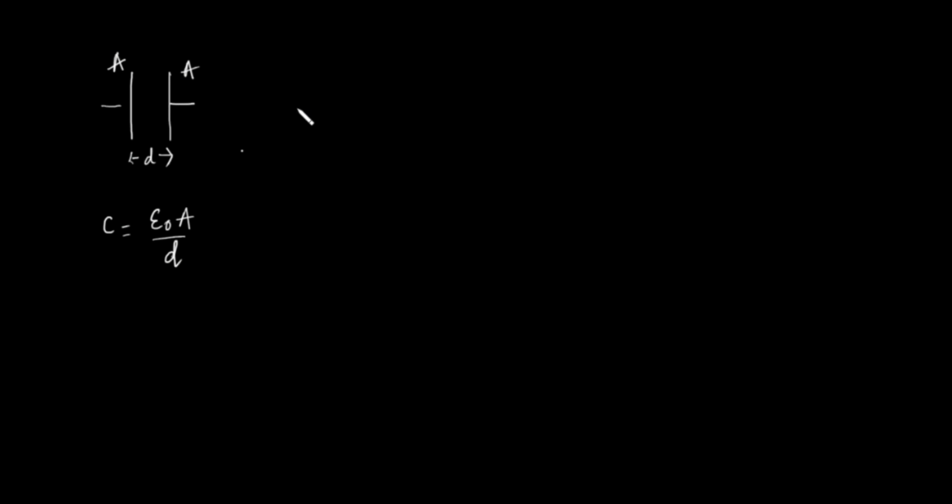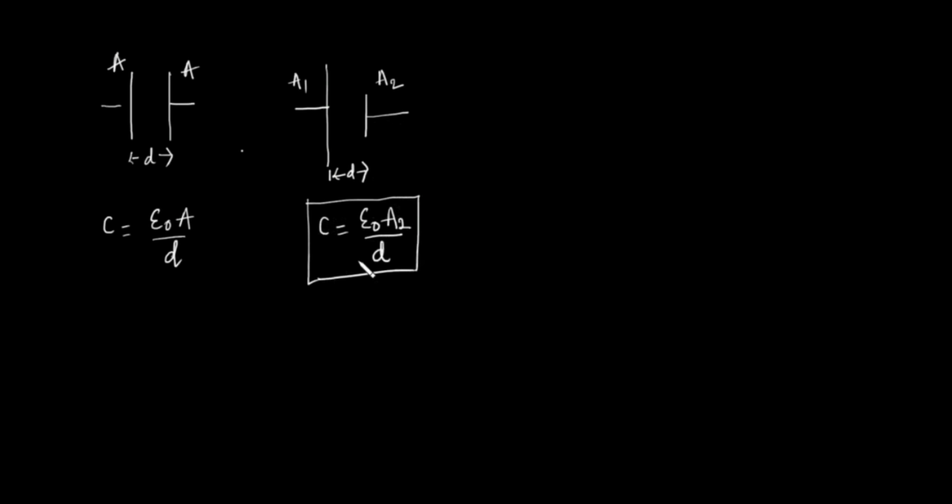Now what happens if one area is big and the other area is small? See, this area is A1 and this area is A2, and the distance between them is D. Then in this case the capacitance will be equal to epsilon naught A2 by D. Which one is the smaller area? That one we will consider.